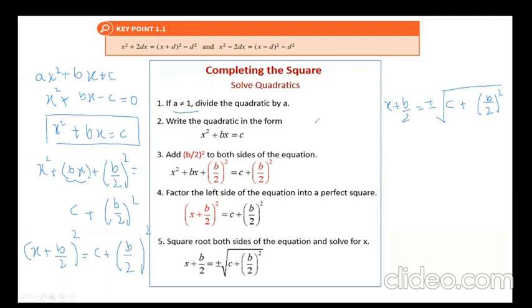So I am revising again. This is the general term, x square plus bx equals c, or the quadratic form, the given quadratic form is this.